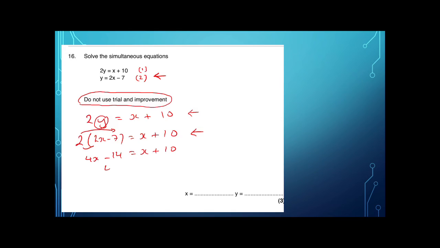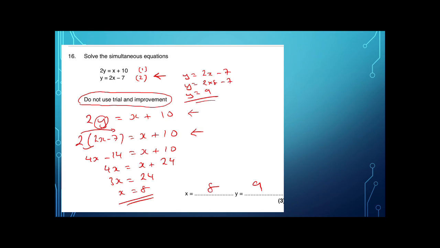Going to add 14 to both sides. Going to subtract x from both sides. Divide by 3 and x is equal to 8. Going to use equation 2 to find the value of y. So y is equal to 2x minus 7. x is 8. That's 16. Take away 7, so y is equal to 9. I'm going to check that in equation 1. So 2 times 9, is that equivalent to 8 plus 10? They're both equal to 18, so it is.